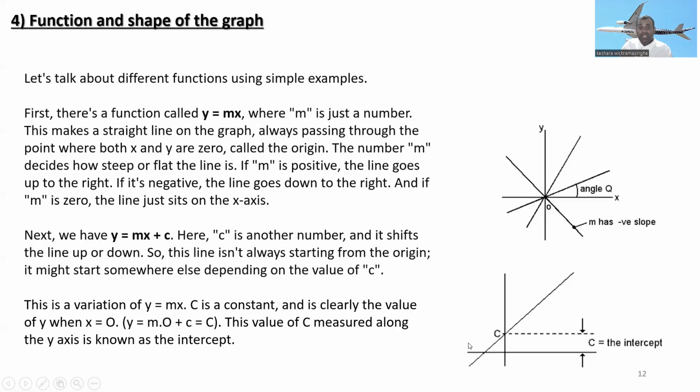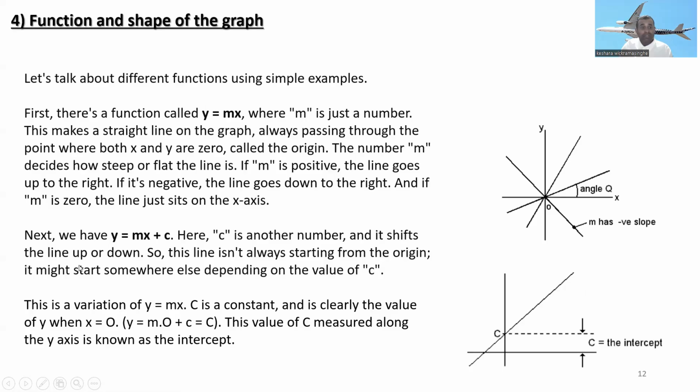So here c is another number, and it shifts the line up or down. It means in here there's no c, right? So y equals mx. In this case the line always passes through the intersection between y and x. But this time we have c. So now the line isn't always starting from the origin. This time the line doesn't start from the origin, it can start from the c value, okay?